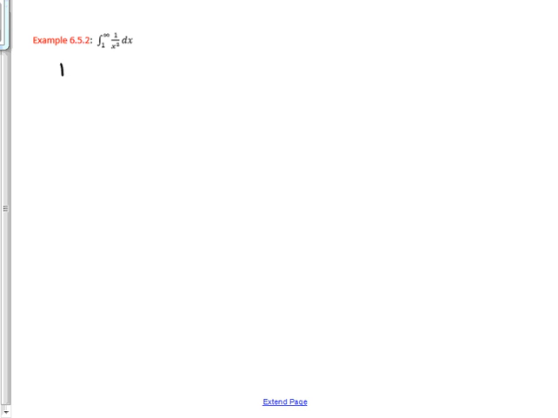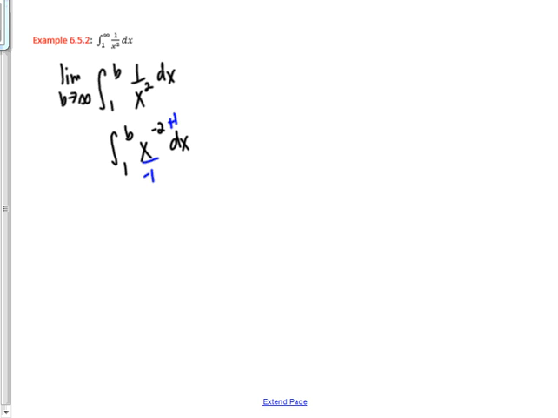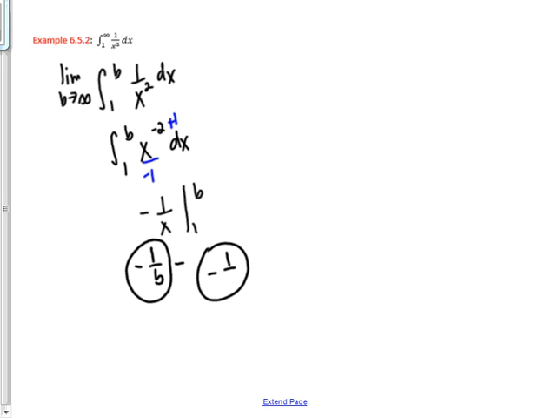Again, I've got my infinity at the top, so it's the limit as b goes to infinity of the integral from 1 to b of 1 over x squared dx. I'm just going to ignore that limit part first and get it integrated. So I need to bring it to the top. If I add 1 to the power and divide by the new power, I get negative 1 over x from 1 to b. So I've got negative 1 over b minus a negative 1 over 1.